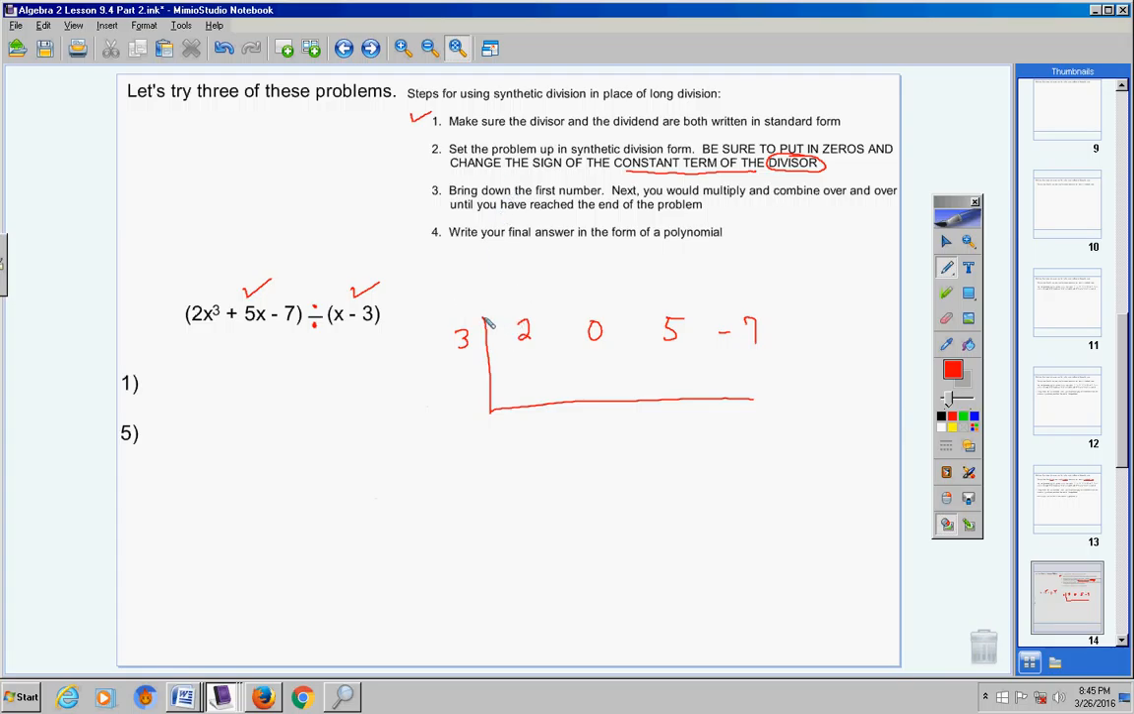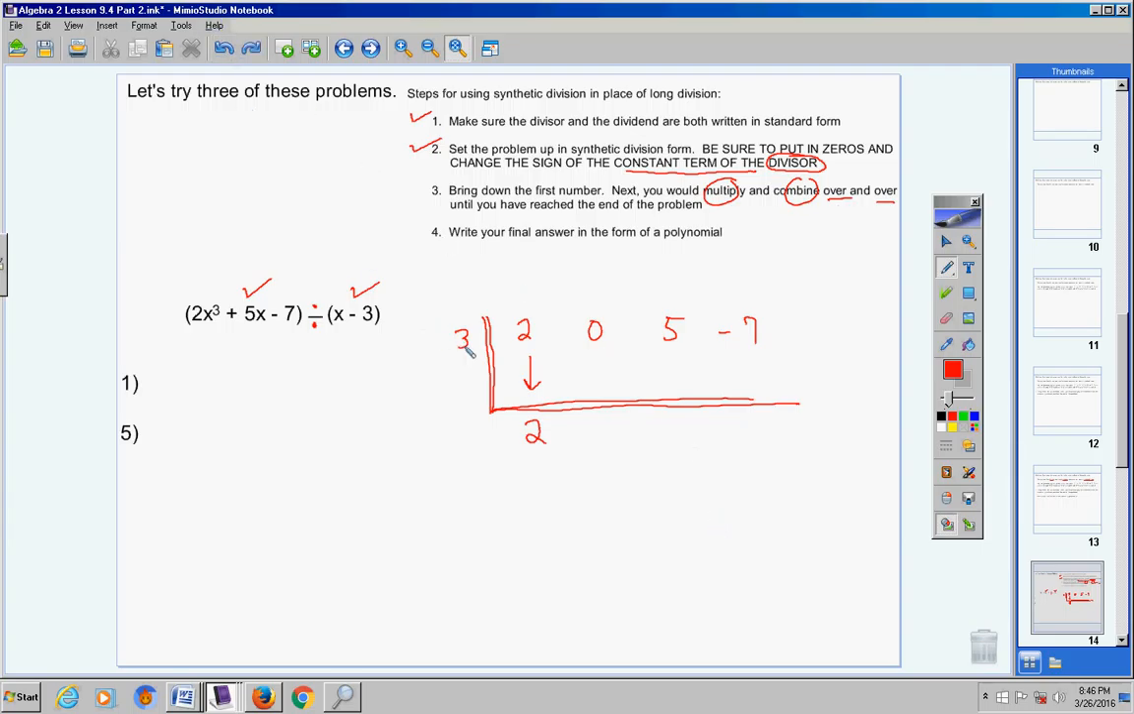First of all, we draw a box. Second, you list out all of the coefficients of your dividend right across the top. Make sure you put in zeros if you're missing any terms. In your head, you can add 1 to the degree, and that should tell you how many numbers you have. Change the sign of the constant term of your divisor and put it right here. Step 3, bring down the first number. Well, that's easy. Bring down the first number. Booyah, piece of cake. Next, you multiply and combine over and over until you get to the end of the problem. This is so easy.